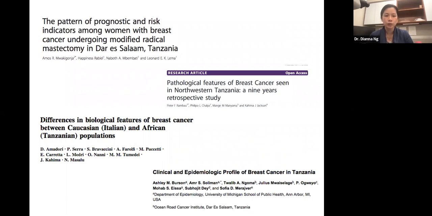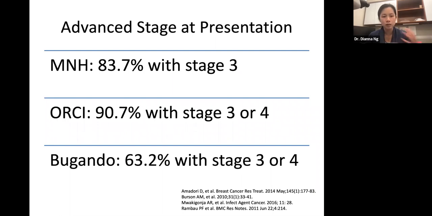And just going over breast cancer and pathology, the pathology of breast cancer in Tanzania a little bit more, there haven't been a lot of articles. There's only been 4 or 5 published, and most of them have been pretty small. So we actually don't know a lot about breast cancer in Tanzania. But what all of these studies have generally found is that regardless of the hospital, the majority of women present at advanced stage. So at Muhimbili National Hospital, you see 84% with stage 3 or above breast cancer. At Ocean Road Cancer Institute, which basically is kind of like the hospital at the end of the line, they're seeing people with even more advanced stage. And then Bugando, which is right by Lake Victoria, in the Northwest, they see about 63% of patients presenting with stage 3 or 4 cancer.